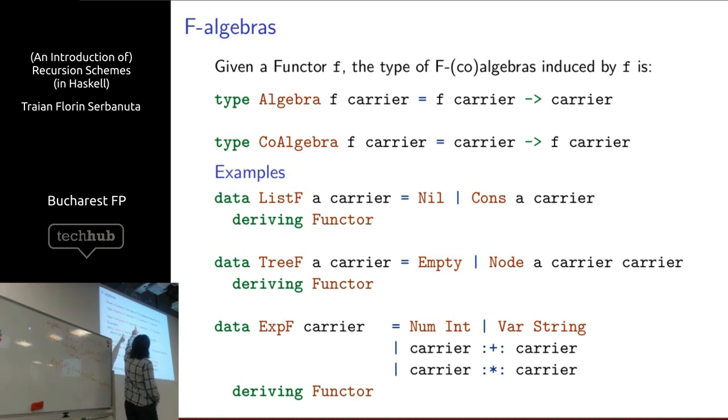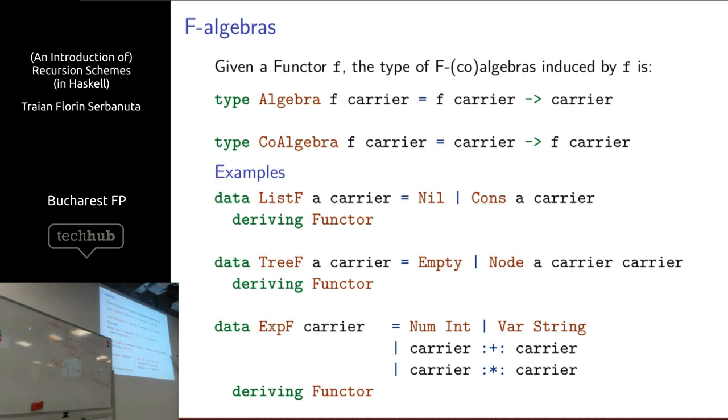Okay, so an algebra given a functor F, representing the way to build a data type, and a carrier, is just a mapping from F of carrier to the carrier. If you replace that F with list of A, we get what we had earlier. And the coalgebra, given the functor F and the carrier, is a reverse mapping from the carrier to functor of carrier.